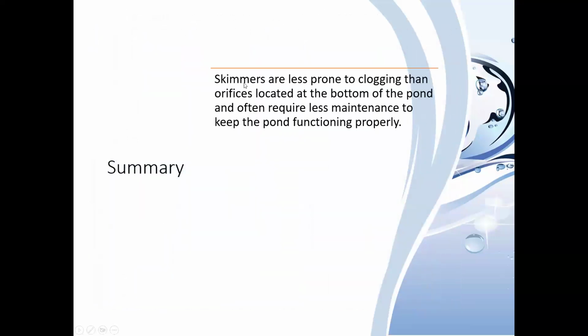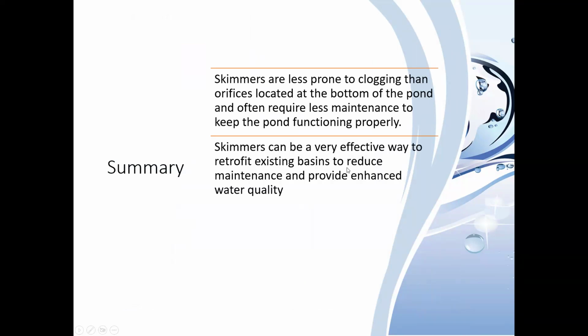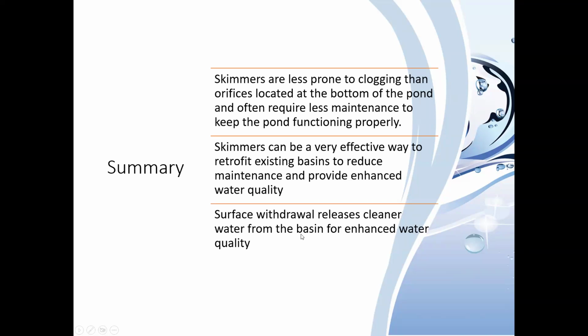So in summary here, skimmers are less prone to clog than the orifice located at the bottom of the pond. They're going to require less maintenance. They can be a very effective way to retrofit existing basins to reduce maintenance, and you're going to enhance the water quality even if you don't add the filter. But adding the filter is going to get you all the way there to the water quality portion. Surface flow is going to release that cleaner water from the basin. So again, even without the filter, if you're just doing it from a maintenance standpoint, just to add a skimmer, you're going to see improved water quality. We haven't done any testing on that, so I can't give you any rates, but it'll do that.